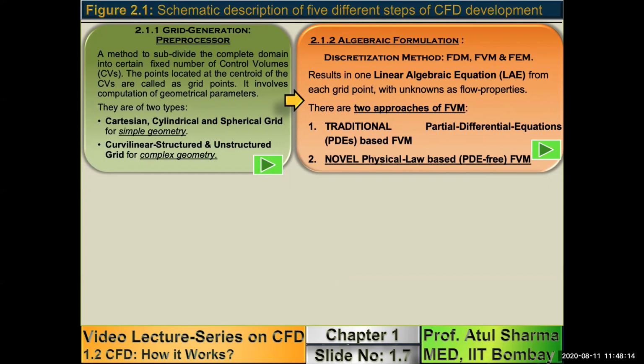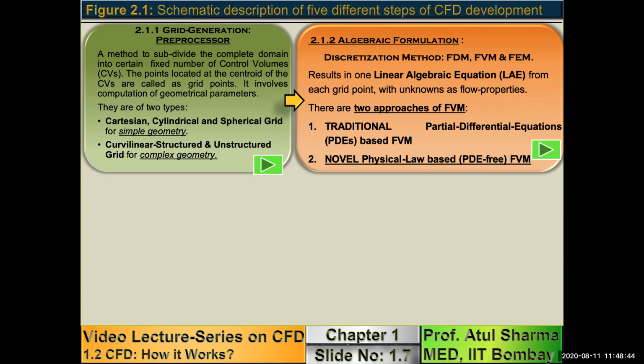Out of these, finite difference and finite volume are more commonly used in fluid dynamics, and the finite element method is commonly used in solid mechanics. The finite difference method is the oldest method for CFD, and the finite volume method is a more recent method, which is used in most present-day CFD software. And this algebraic formulation, as I mentioned, results in one linear algebraic equation for each grid point with unknowns as flow properties such as velocities, pressures, and temperatures.